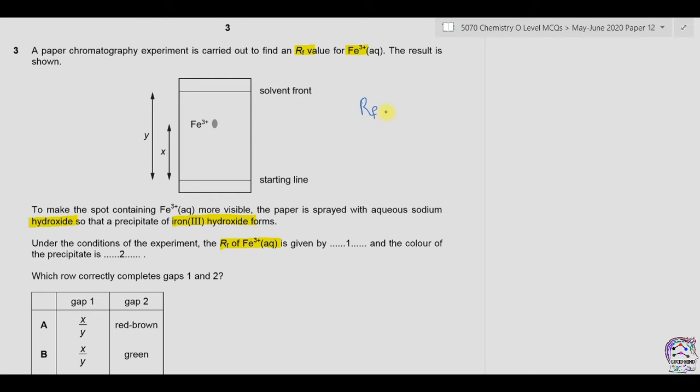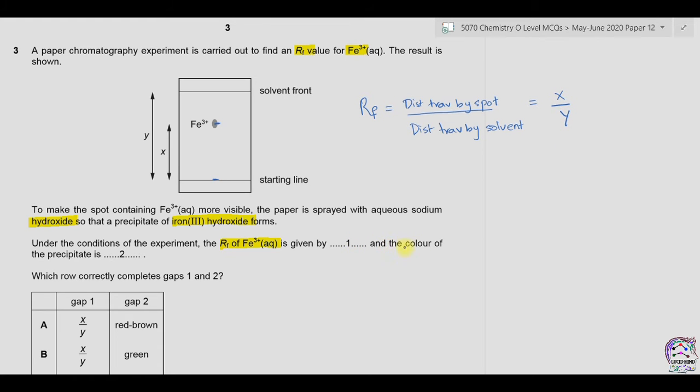RF is actually the retention factor and it is equal to the distance traveled by the spot. This is the spot and the distance should be taken from the starting line. So it is distance traveled by a spot divided by the distance traveled by the solvent. As in the diagram they have measured the distance traveled by the spot is x and the distance traveled by the solvent is given by y. So RF will be equal to x divided by y.